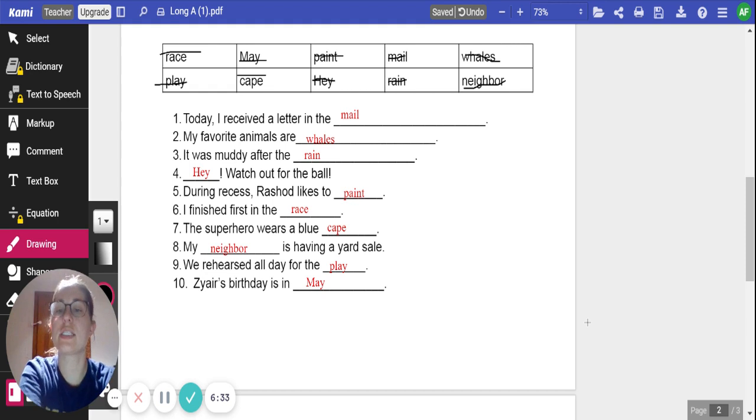Okay, let's go over number 6, 7, 8, 9, and 10. Number 6, I finished first in the race, R-A-C-E. Number 7, the superhero wears a blue cape, C-A-P-E. Number 8, my neighbor is having a yard sale, neighbor, N-E-I-G-H-B-O-R. Number 9, we rehearsed all day for the play, P-L-A-Y. And number 10, Zair's birthday is in May.